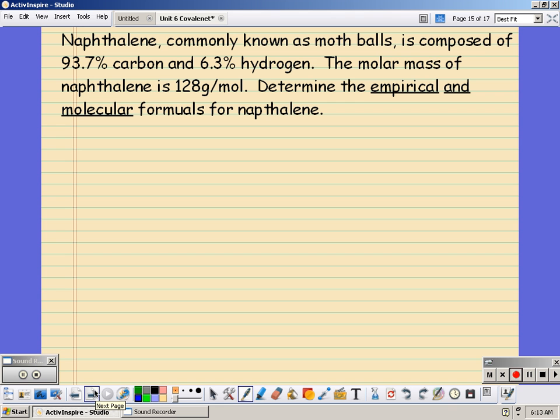If we want to solve for this mathematically, it does get a little bit more complicated. However, the first steps are the same as finding the empirical. So we have to change the percents to grams and then convert them to moles.